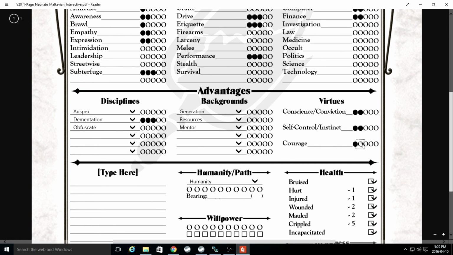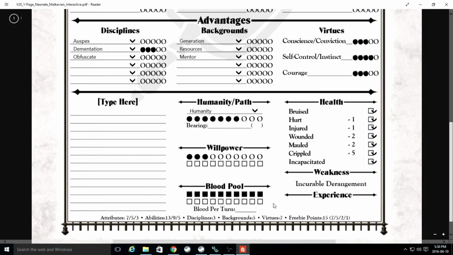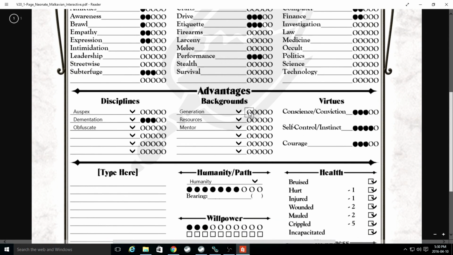Click, click, click, click. Courage, self-control, conscience. We're going to do self-control. So that's going to give us a humanity of 7 and a willpower of 3. But that's what freebies are for. So our generation is going to be 2 dots. Our resources will be 2 dots, and our mentor will be 1 dot for now.